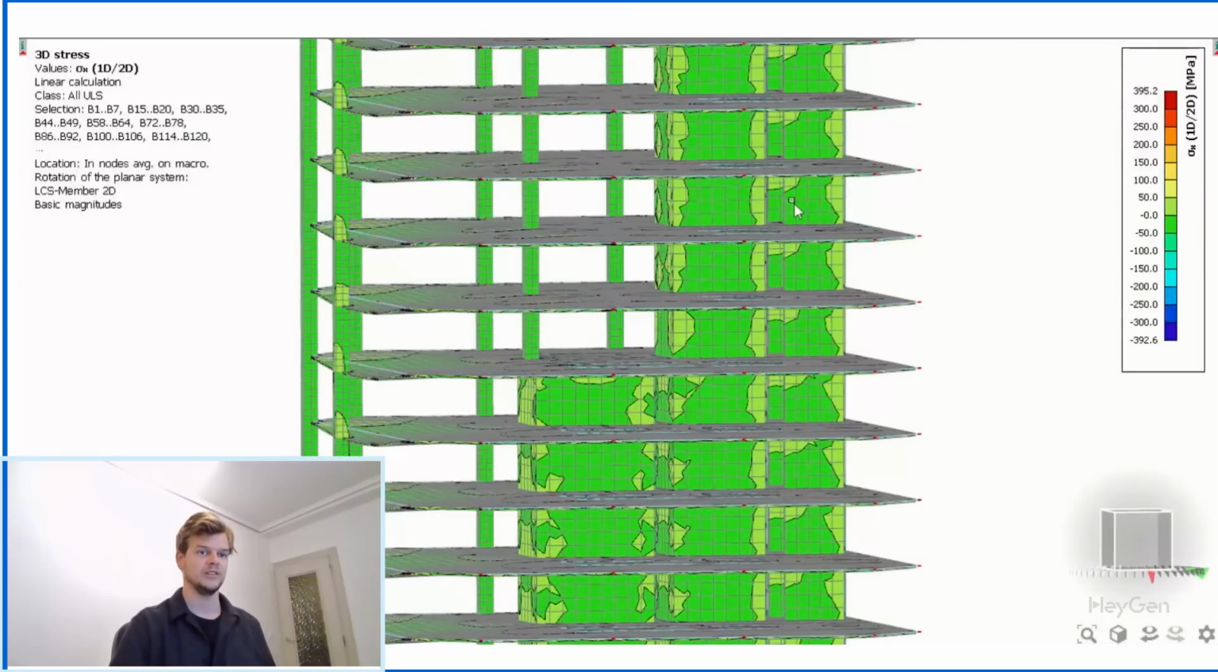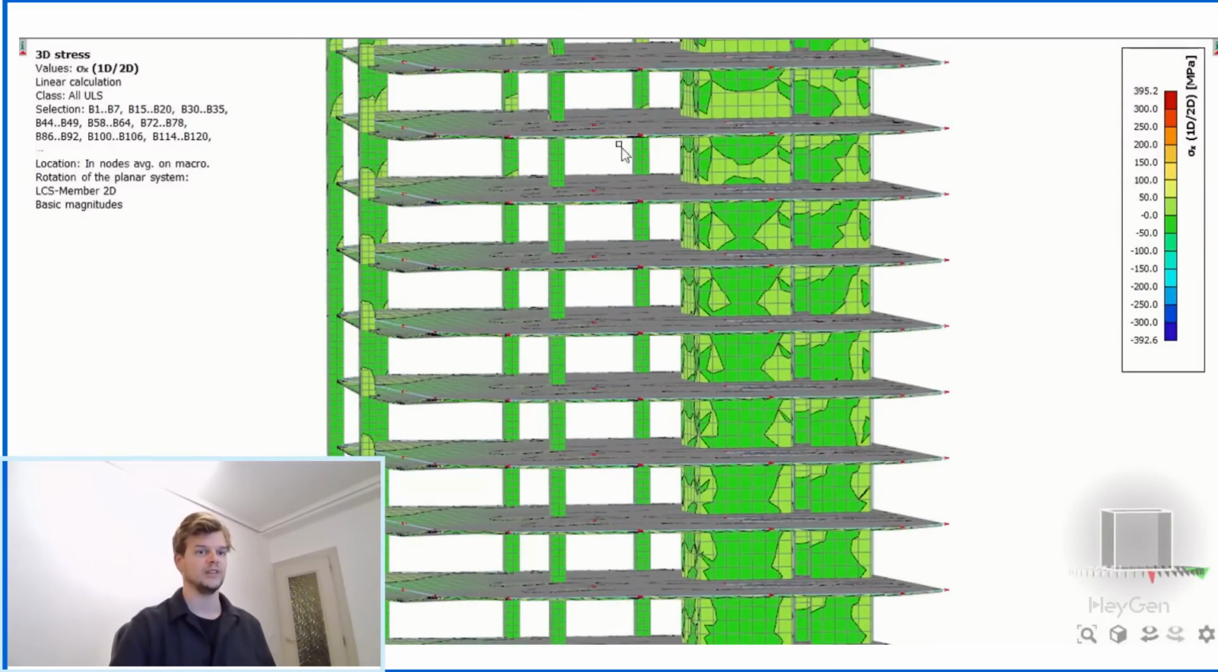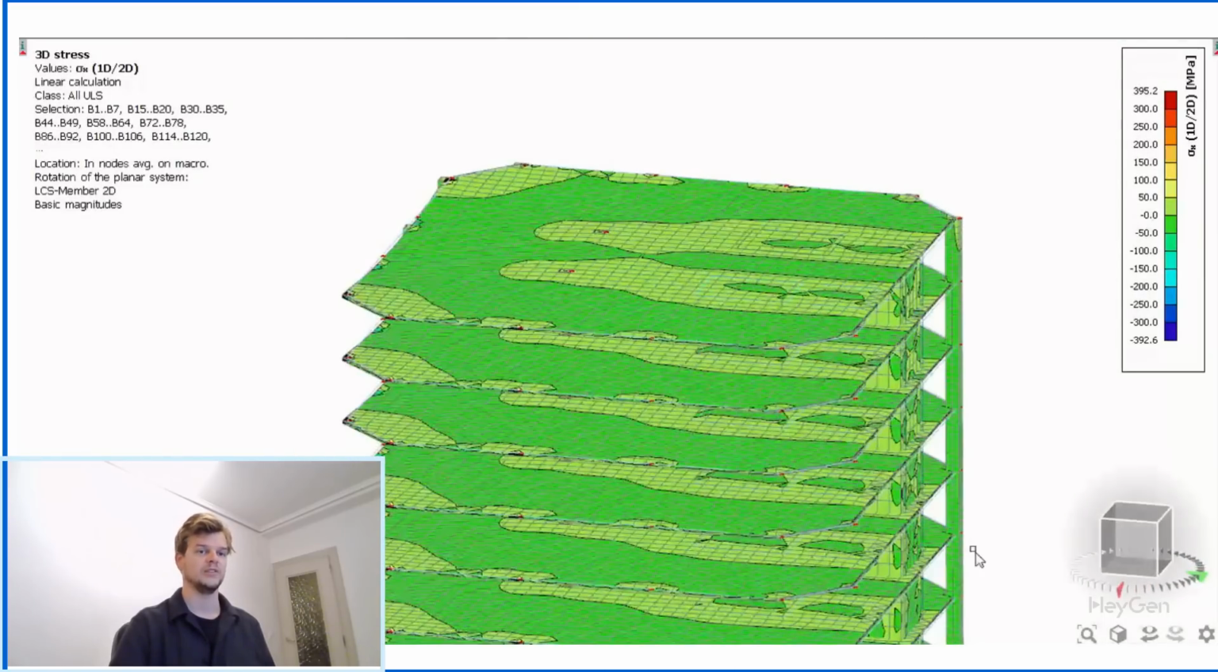Finite element modeling doesn't just help us explain failures after they happen, it helps us design better, safer buildings from the start.